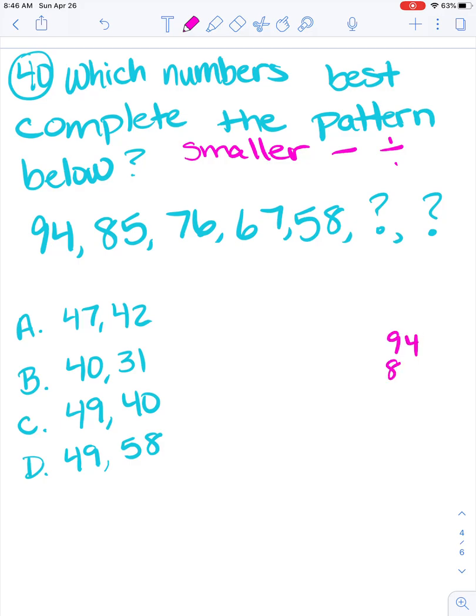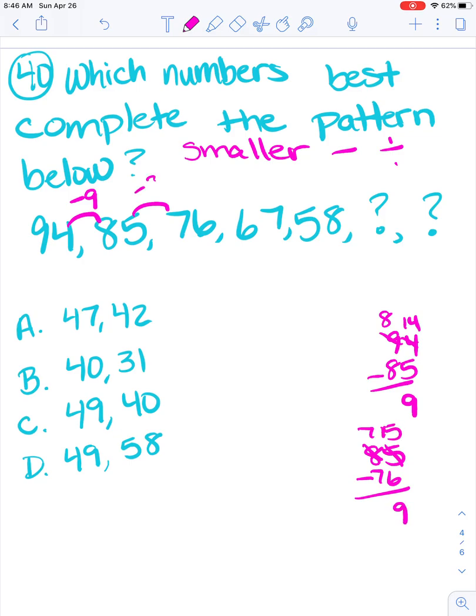All right, so to get from 94 to 85, I'm going to just subtract these two, see what my difference is. My difference is 9. I went down by 9. Let's see from 85 to 76. See if that pattern continues. It did. I subtract by 9. Each time I'm subtracting by 9. So what you need to do is take the 58 and subtract 9 because that pattern continued.